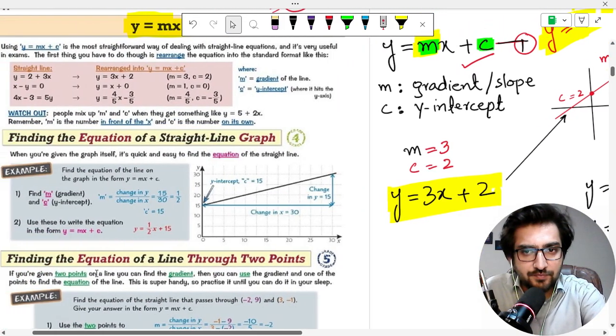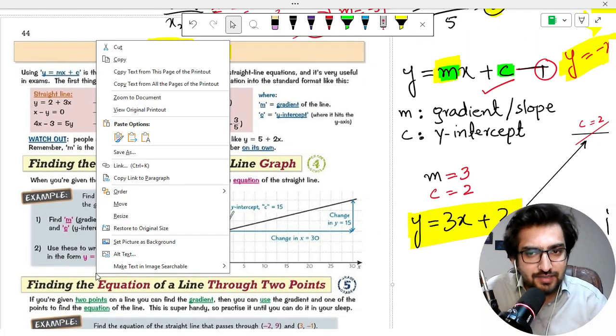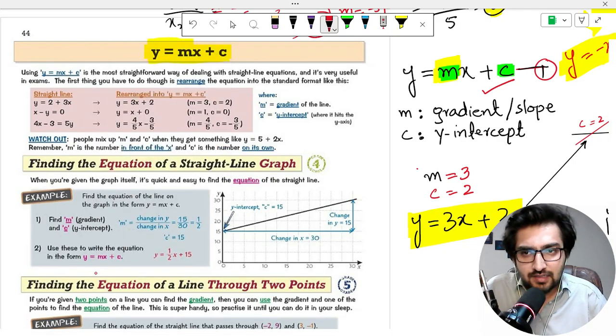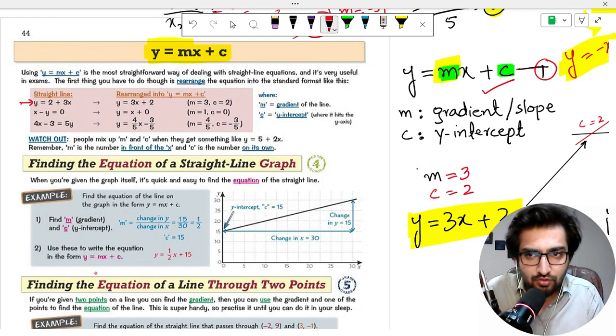Now let's see from here. There is one small concept, that is conversion of, for example, this is a linear equation because the power of x and y both are 1.